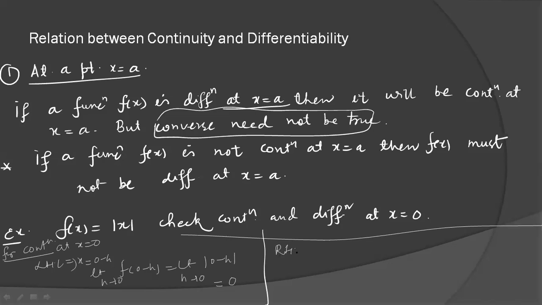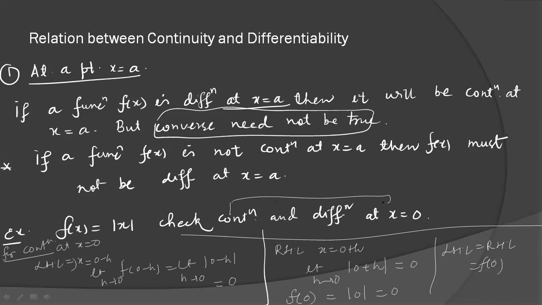What about the right hand limit? X equal to 0 plus h, then limit h tending to 0 mod of 0 plus h, it is going to be again 0. What about the function value of f at x equal to 0? It will be mod of 0, it will be 0. You can see that the left hand limit equal to the right hand limit equal to the value of function at x equal to 0. It means the function is continuous at x equal to 0.